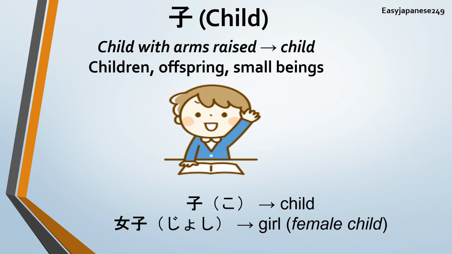Here is a co-radical. This is for child. Imagine a child with the arm raised in excitement. This radical is associated with children, offspring, or small beings. For example, ko for child, and Joshi, it's for girl.